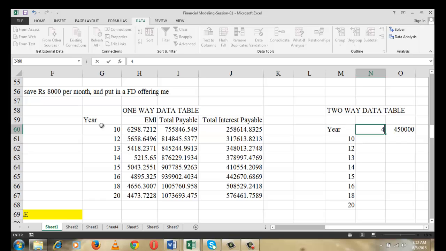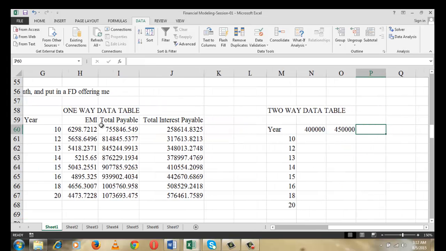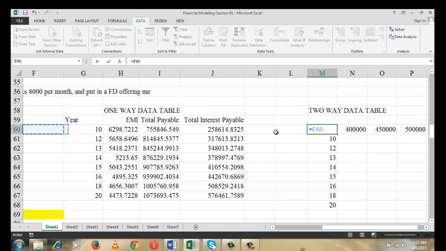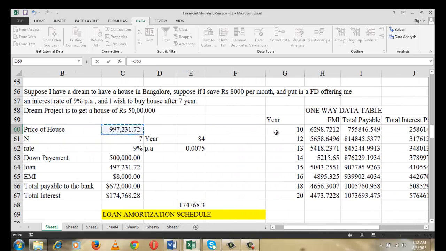How much loan should it be? Fine, if I have taken 5 lakh rupees loan, then you take 6 lakh rupees loan. So for this period, if I have taken a loan of this much, 4 lakh, 5 lakh, 6 lakh, 7 lakh, then I put the EMI. I want to analyze the EMI. What would have been the EMI under each scenario?